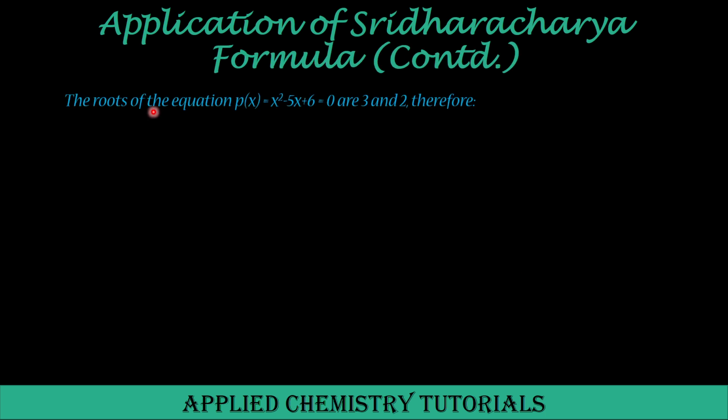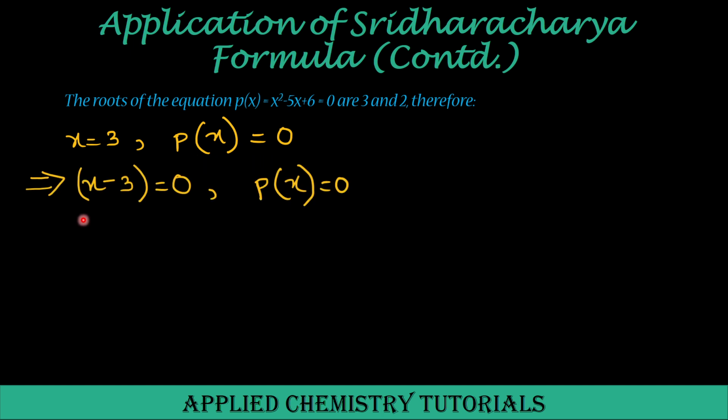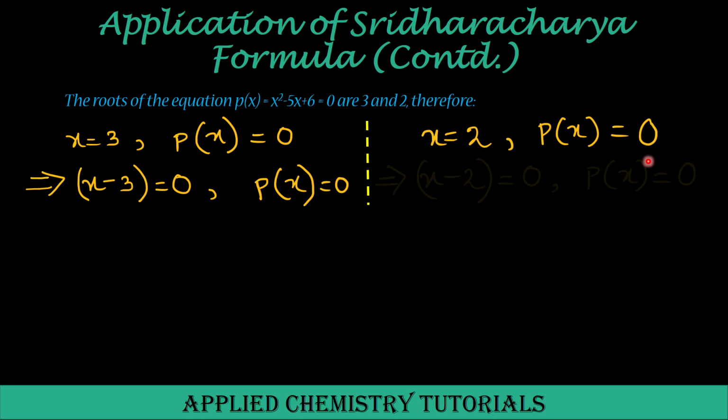So definitely the roots of the equation p(x) = x² - 5x + 6 = 0 are 3 and 2. Therefore, when x equals 3, we will have p(x) equals 0, which implies when x - 3 equals 0, we can have p(x) equals 0. Similarly, when x equals 2, we will have p(x) equals 0, and that means when x - 2 equals 0, we will have p(x) equals 0.